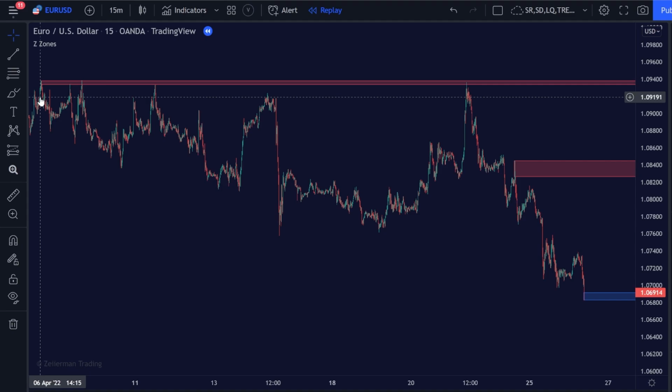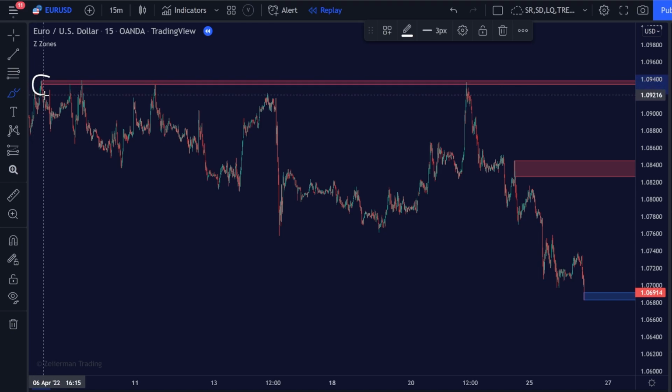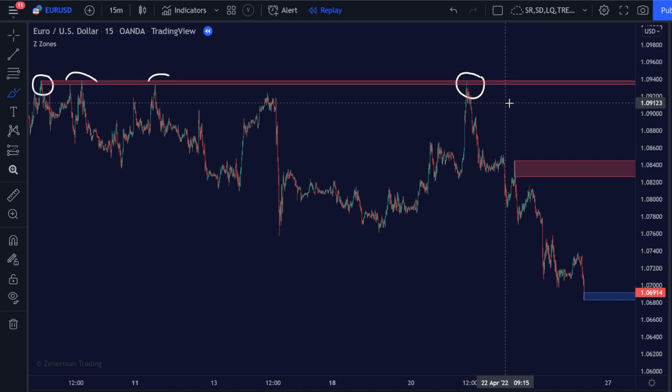And those zones are often created where institutions and big players enter and exit the market. So it's important to keep an eye on those levels. As we can see, we got a liquidity zone right there, and the price came back to the level multiple times and retested it. And this is one common strategy we can use to play a retest of a liquidity zone.